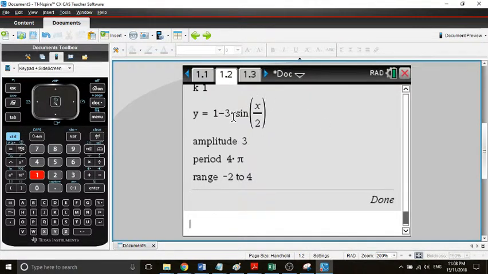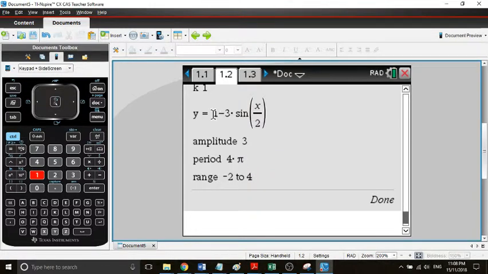We've got a negative value. So this is the way Casio does it: 1 minus 3 sine of x on 2. Amplitude is 3. Notice it's not -3, it is an amplitude of 3. We've got a period of 4 pi. So this is the same as saying a half times x, so 2 pi over a half is 4 pi. And our range goes from -2 to 4.